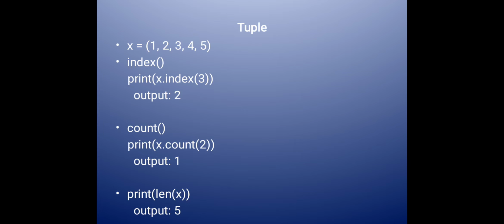Next comes the count function, print x dot count of 2. That means it will count the number of occurrences of the element 2 in that tuple. So here 2 is only coming once, so the output will be 1. Next is the len function, print len of x. The len function is used to find the entire length of that tuple. So here the output is 5.